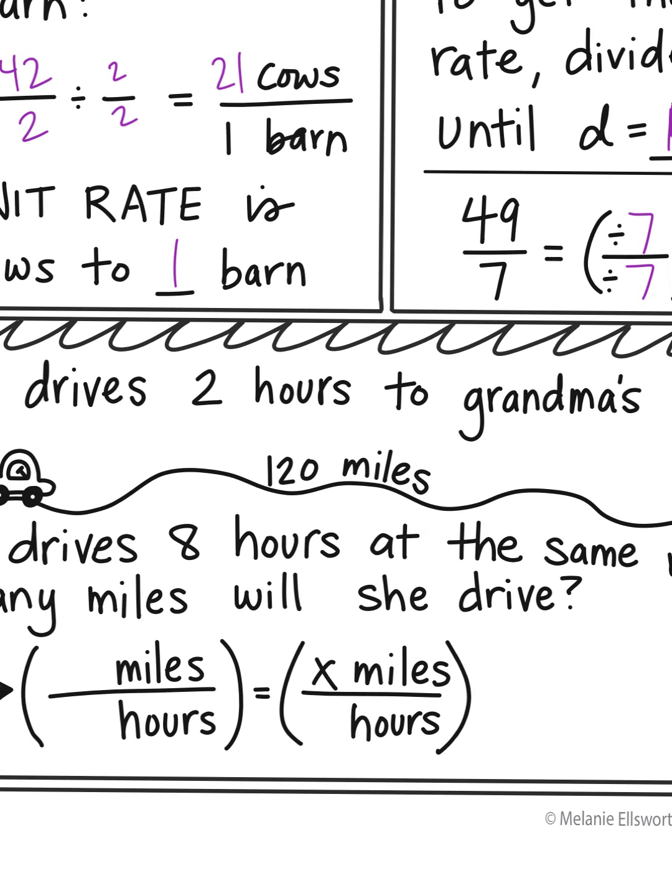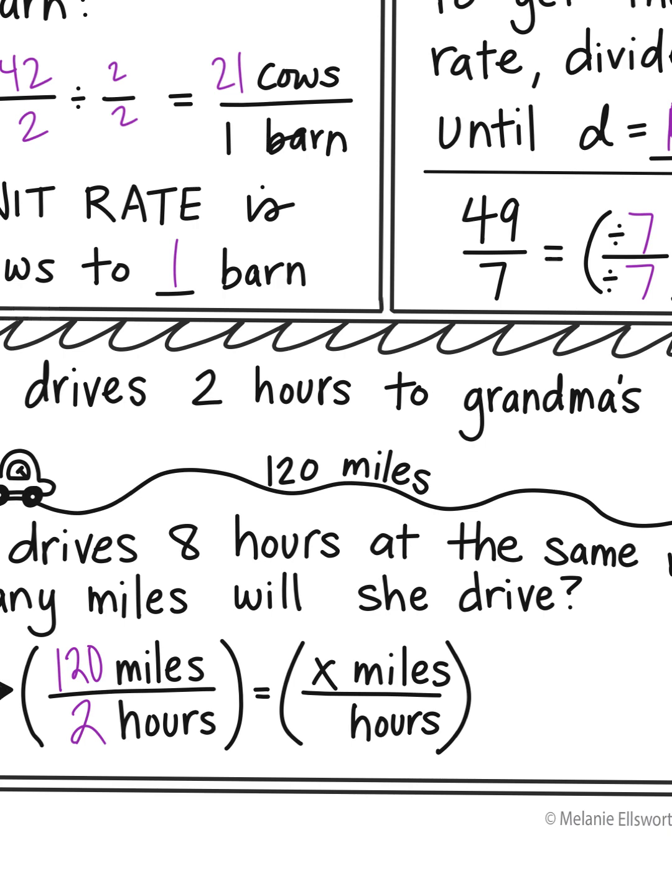All right, here's an example of a word problem with a really cute visual. It says, Jennifer drives 2 hours to Grandma's house. If she drives 8 hours at the same rate, how many miles will she drive? So I'm going to set up my ratio, okay? I have this information here. From home to Grandma's house is 120 miles. So I'm going to put 120 miles here. And it takes me how many hours? 2 hours.